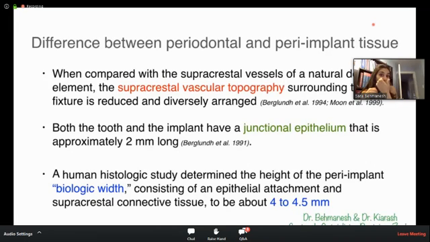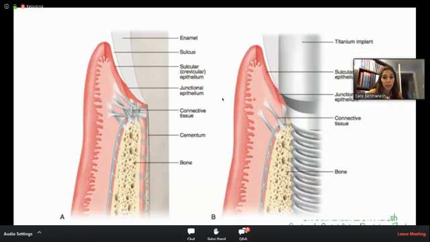Also, we have the junctional epithelium both around the tooth and the implant. We also have a subepithelial connective tissue both around the tooth and the implant, which together we call the biologic width. Biologic width in general around the teeth is smaller compared to the implants. Around the teeth, based on some Gargiulo studies or Lescarin studies, on average it is about 2 millimeters: 1 millimeter connective tissue, 1 millimeter junctional epithelium. In implants, it can range from 4 to 4.5 millimeters.